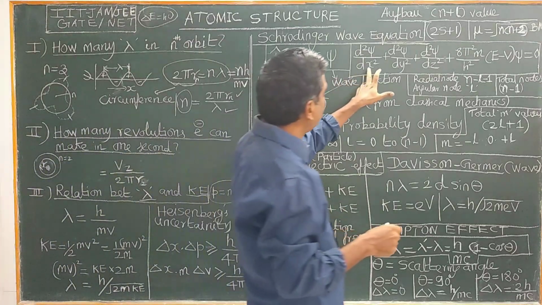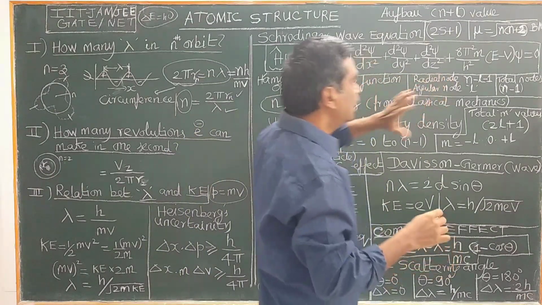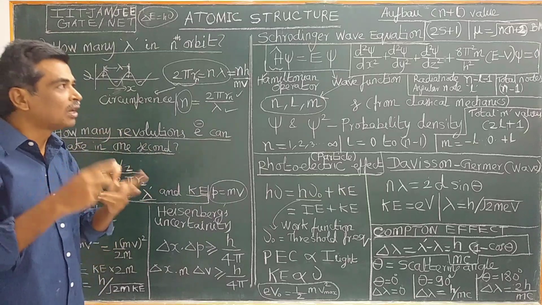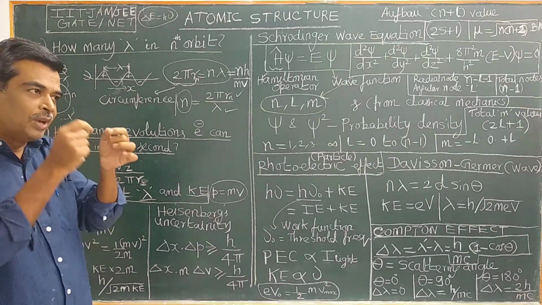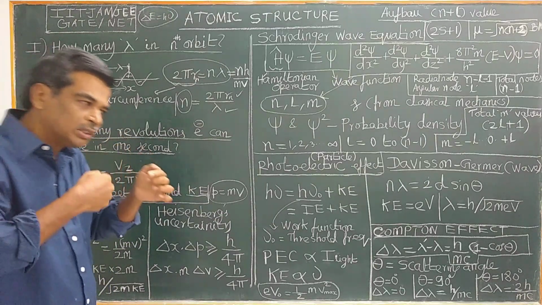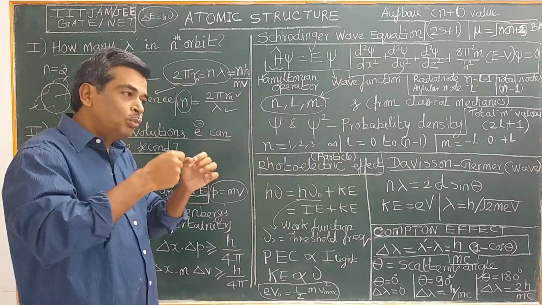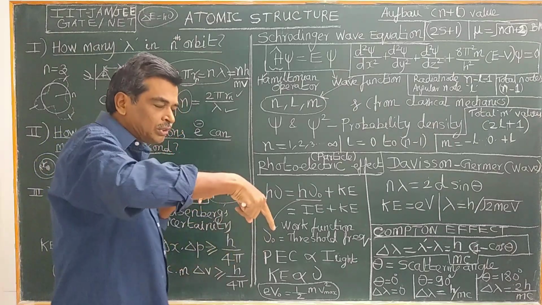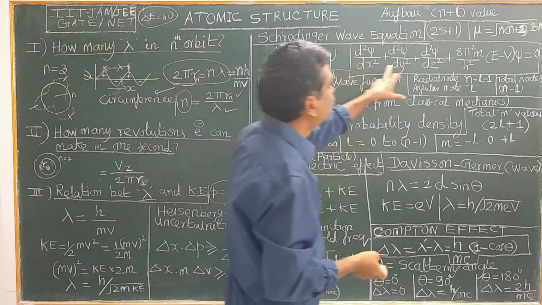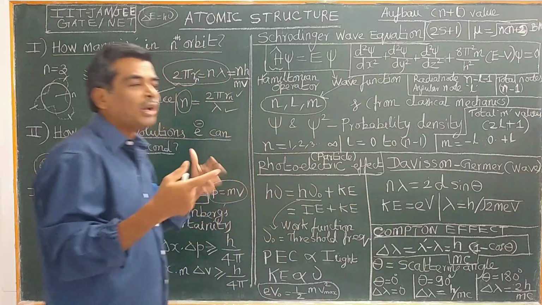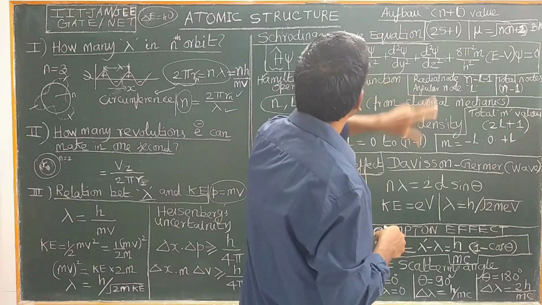Here you have three variables. Psi is a function of x, y, z. Therefore, there are three variables, and therefore three quantum numbers. For a particle in a one-dimensional box, for example an electron, it moves only in the x direction, so there will be one quantum number. For an electron moving in two dimensions, x and y, it will have two quantum numbers. Here, the particle is allowed to move in three dimensions x, y, z. Therefore, there will be three quantum numbers. This is a common question asked in various competitive examinations.